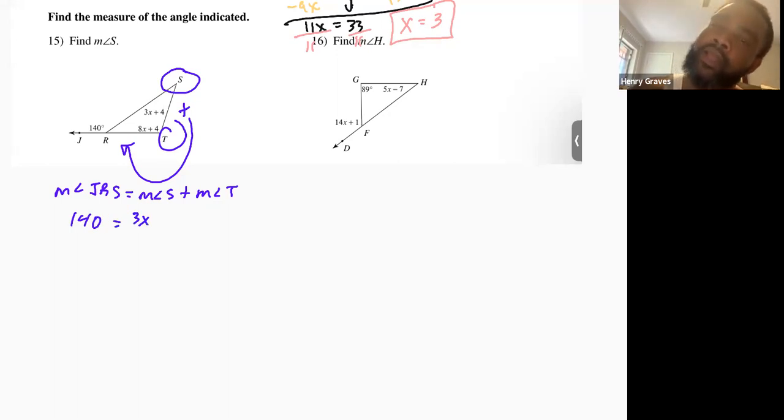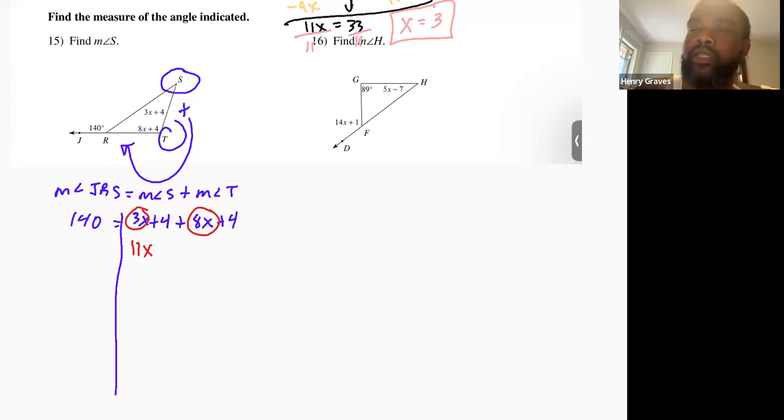I can go ahead and combine like terms first, right? So the like terms I'm going to combine are 3x and 8x, which gives me 11x, right? And then 4 plus 4 is 8. So that's equal to 140.